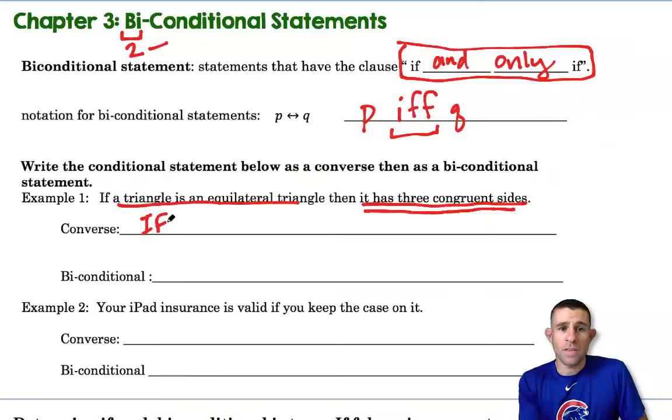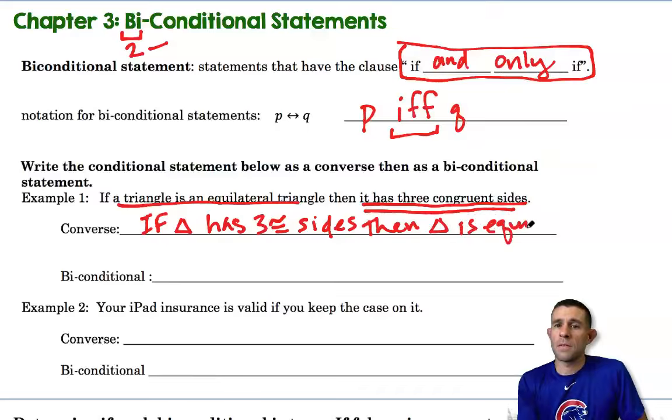So I'm going to start off by saying if a triangle has three congruent sides, and I'm going to abbreviate here as much as possible just to shorten up our video, then the triangle is equilateral. So there's the converse of that statement. Notice I switched my P and my Q.